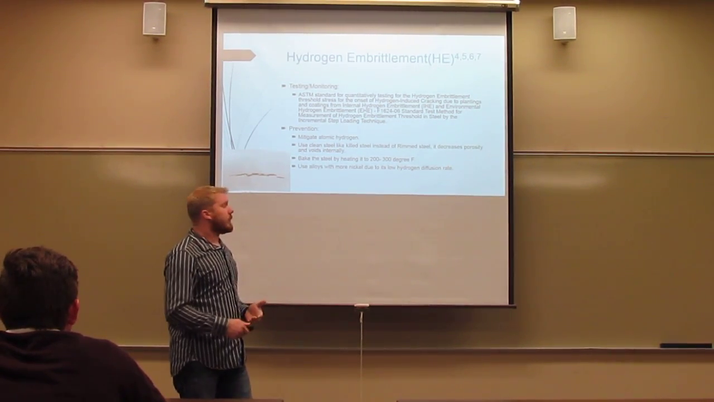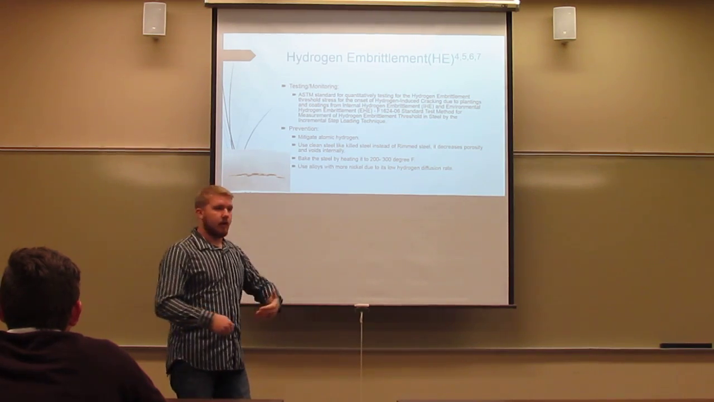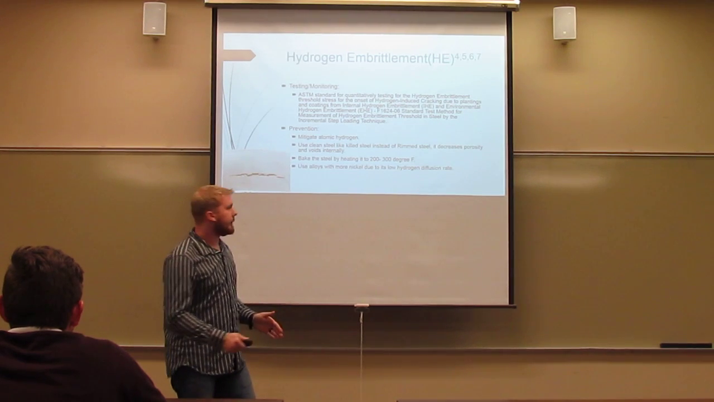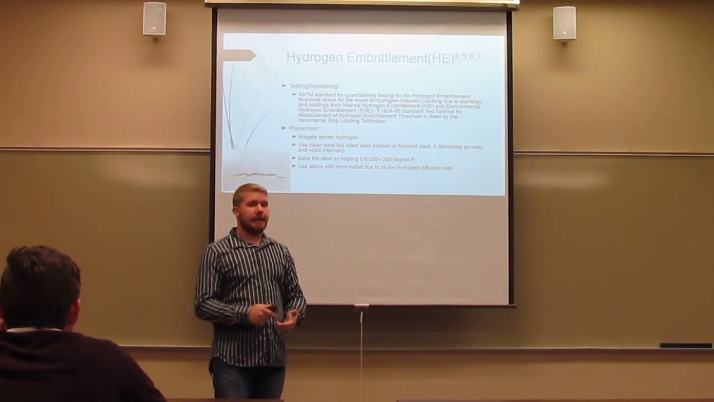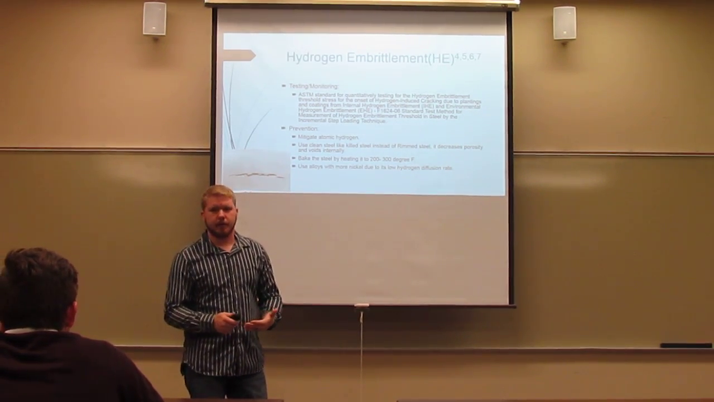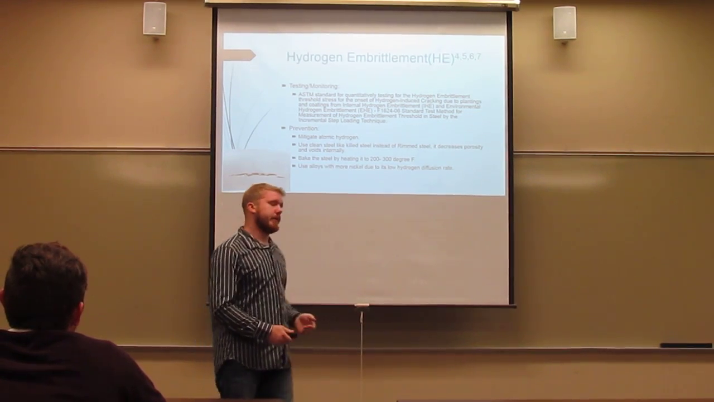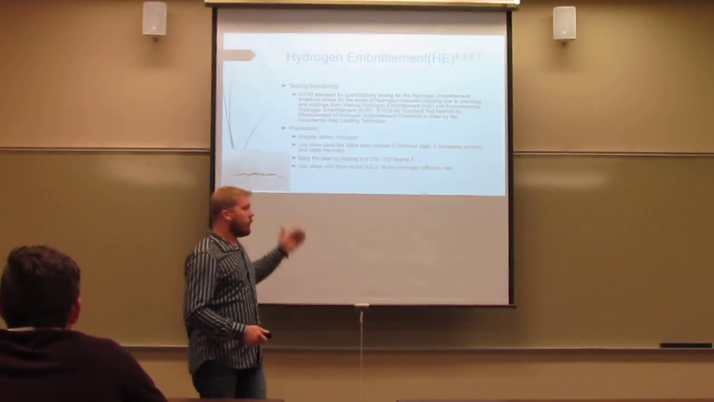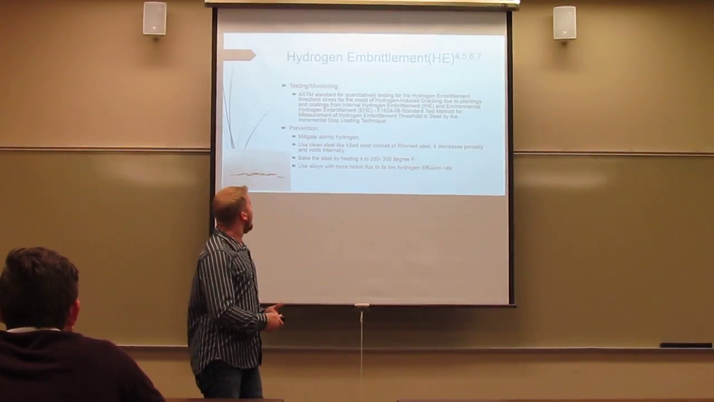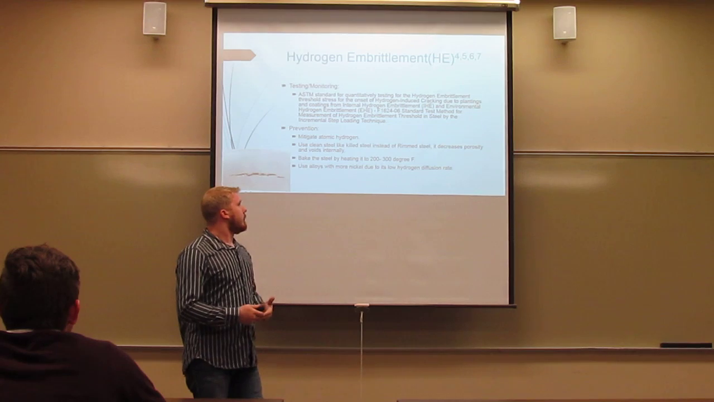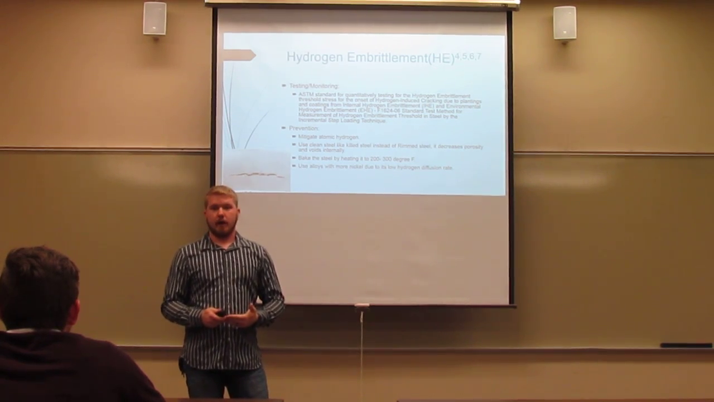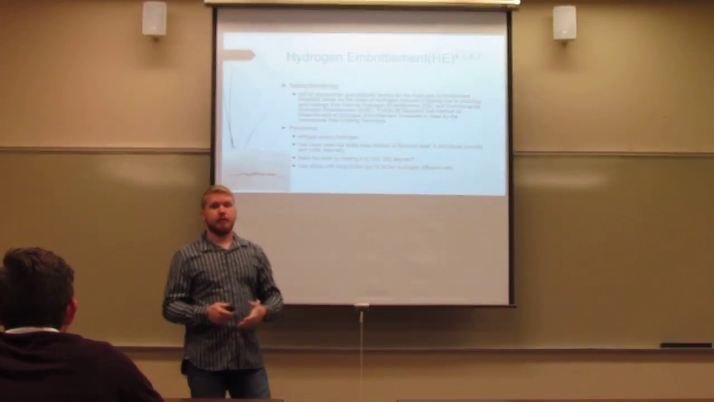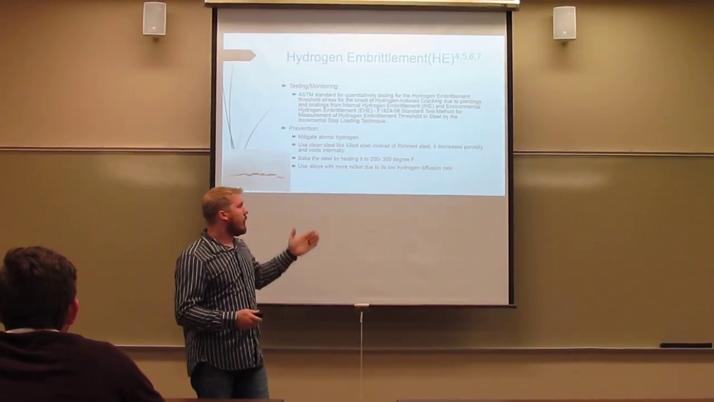Prevention, you're going to mitigate the atomic hydrogen. So you're going to try to keep it dry, get the hydrogen away from it. You're going to use clean steels, or killed steels is what they refer to them as, instead of rim steels, because this decreases the porosity and the voids that are internal to the metal. You can also bake the steel by heating it to 200 to 300 degrees Fahrenheit, which helps get rid of that hydrogen. And then you can again use alloys with nickel because of the low hydrogen diffusion rate.